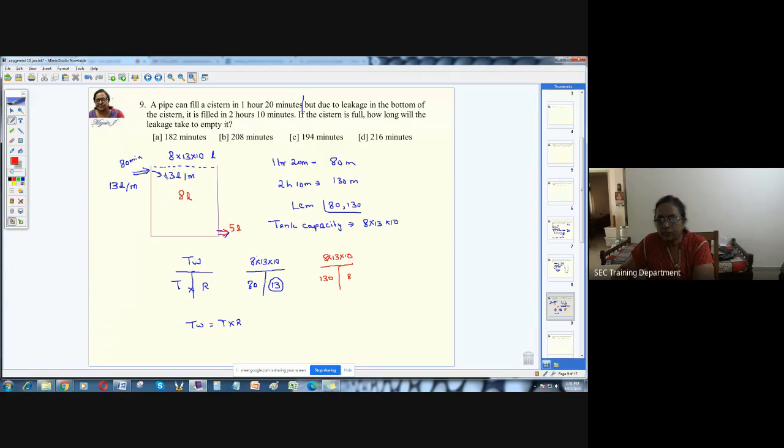The same 13 should be there, but because of the leakage, the tank is going to hold only 8 liters. So the remaining 5 liters is going out. Is that clear now? Any doubt in this? If you are really having some kind of a doubt, you can ask me. I can explain again.